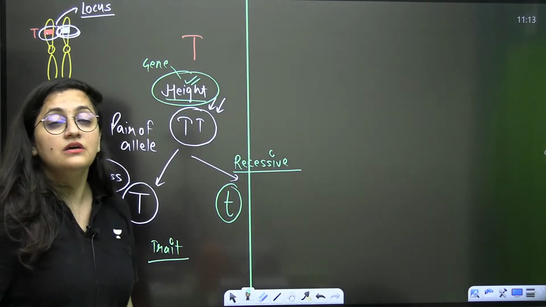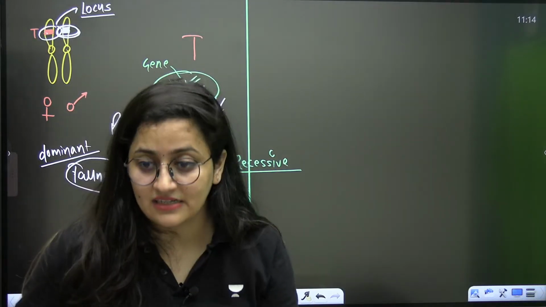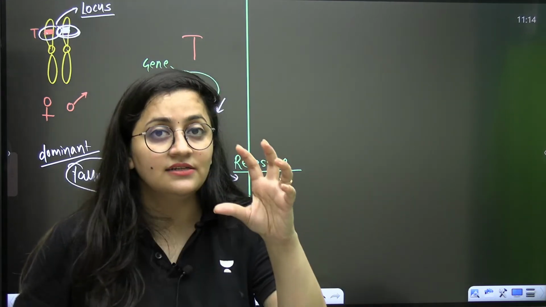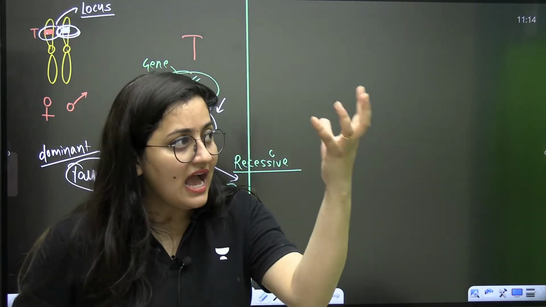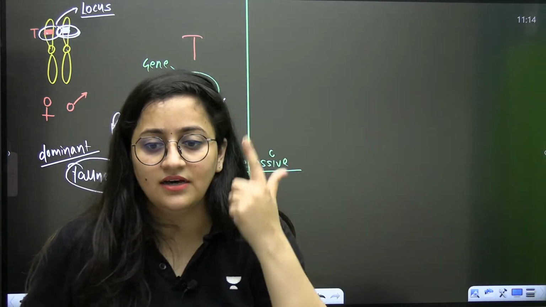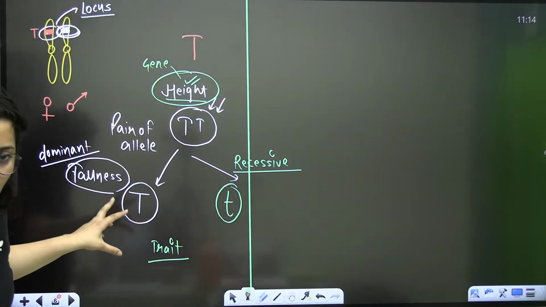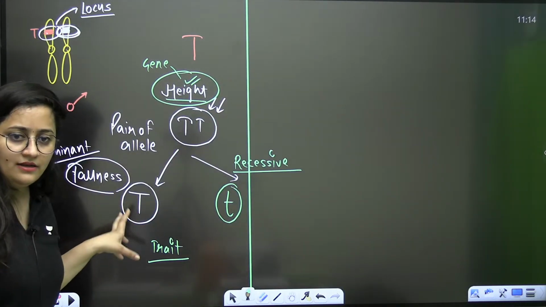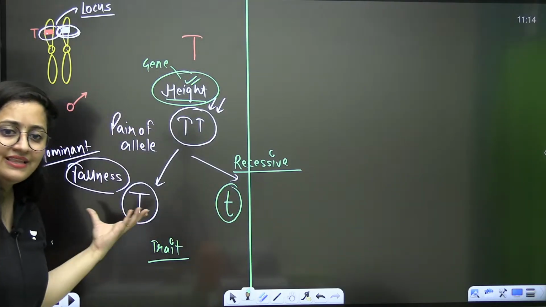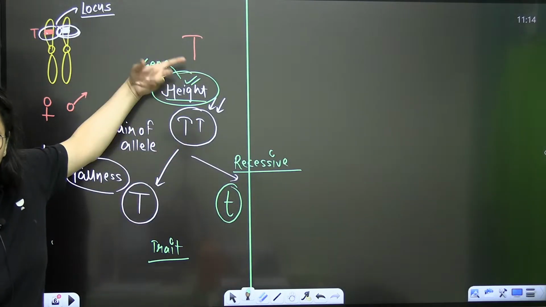So many times students and even sometimes teachers do not explain what is the difference between character and trait. You should know about it. So character is the feature of that individual, and the alternative forms of that character, the variants of that character, they are the traits, right? If I'm talking about the trait tallness, it is controlled by one allele. If I'm talking about dwarfness, it is controlled by another allele. So both the alleles are making the pair, and that pair is the gene.